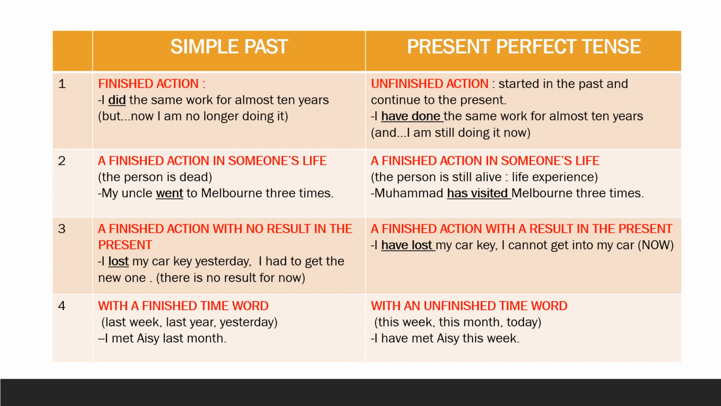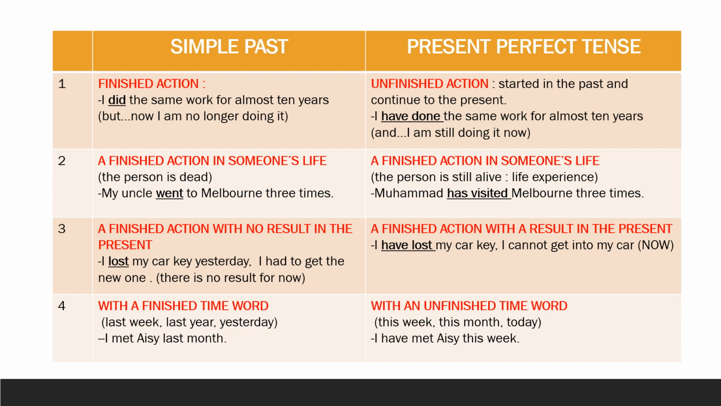Now we go to the second rule. A finished action in someone's life, that is for simple past, and the person is dead. Example here: my uncle went to Melbourne 3 times. You can add the time there: my uncle went to Melbourne 3 times in 1995. So it is correct because the person is already dead. Compared to present perfect tense, it is a finished action in someone's life and the person is still alive.